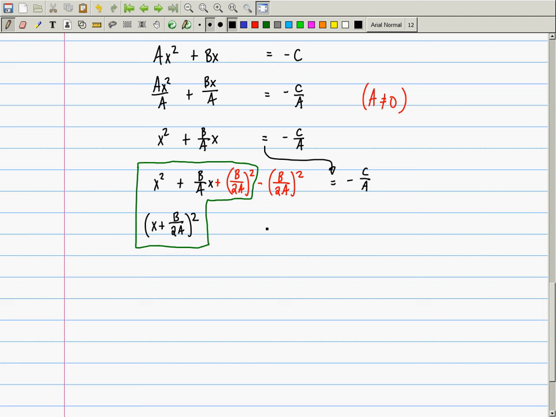Okay, so now minus b over 2a squared is equal to negative c over a. Everybody's still with me? Okay, now I'm going to move the negative b over 2a squared to the right-hand side so that we obtain the following: x plus b over 2a squared is equal to b over 2a squared minus c over a.